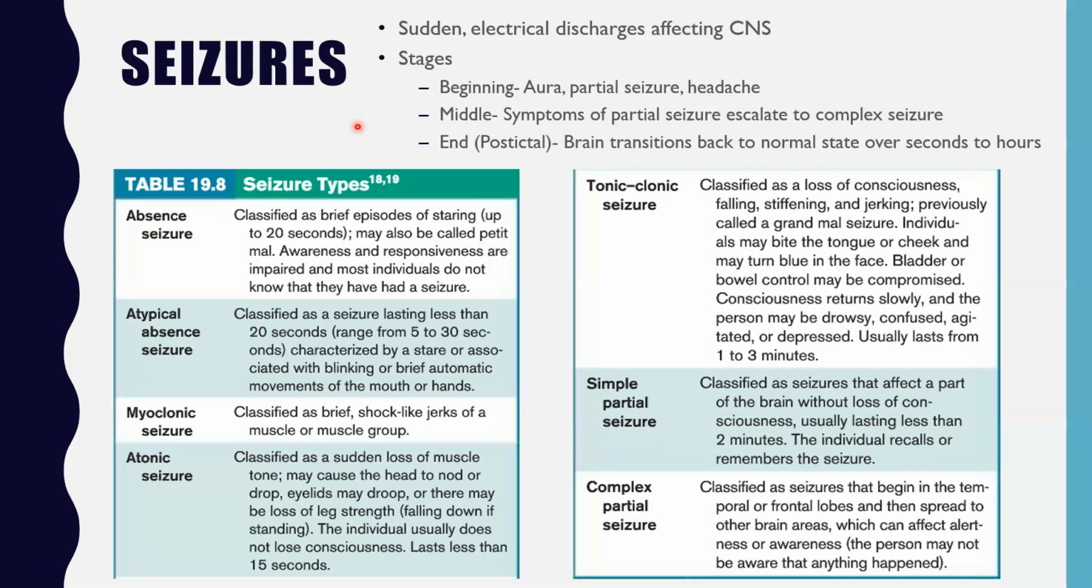You can diagnose these with a variety of diagnostic tests. There are also different stages associated, a beginning, middle, and end, as the brain undergoes these electrical discharges and then returns to a normal state over a period of seconds to even hours. So there are these abnormal electrical discharges that affect brain function, and depending on what type of seizure it is, it will manifest slightly differently. There are absence seizures, and my grandfather actually had absence seizures.